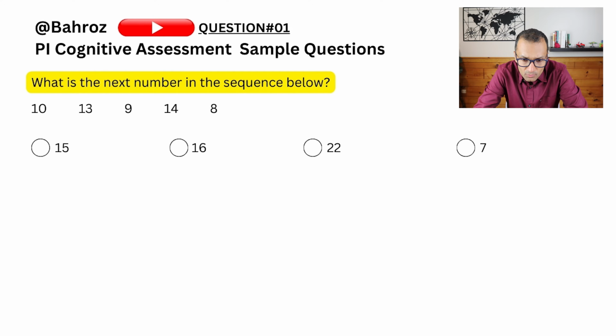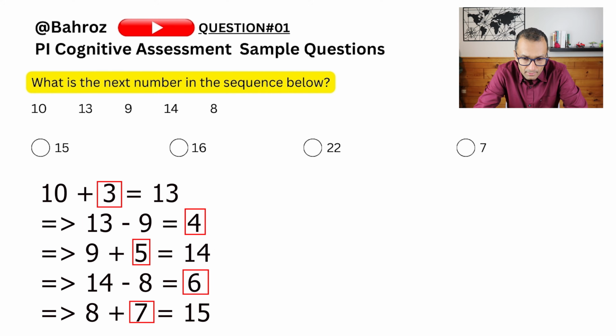What is the next number in the sequence below? So 10 and 13 is adding 3. 13 and 9 is subtracting 4, 9 and 14 is adding 5, and 14 and 8 is subtracting 6. So the numbers are increasing and now there will be addition. So 8 plus 7 would be 15. So the answer is 15. We are increasing the number from 3, 4, 5, 6, and moving to 7, and it alternates: once it's subtraction, once it's addition, once it's subtraction, once an addition.